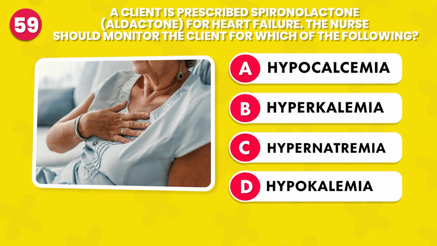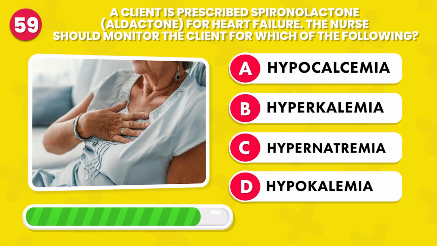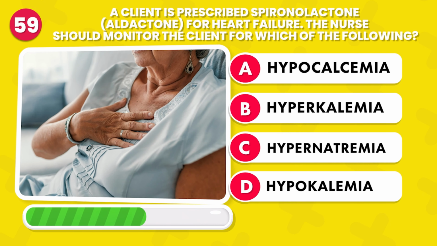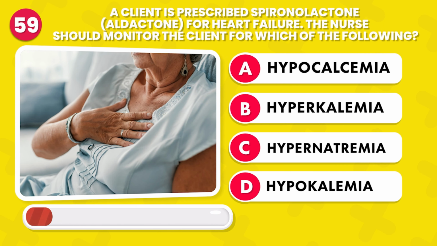A client is prescribed spironolactone, Aldactone, for heart failure. The nurse should monitor the client for which of the following? A. Hypocalcemia. B. Hyperkalemia. C. Hypernatremia. D. Hypokalemia. It's B. Hyperkalemia. Spironolactone is a potassium-sparing diuretic, which can lead to an increase in serum potassium levels.